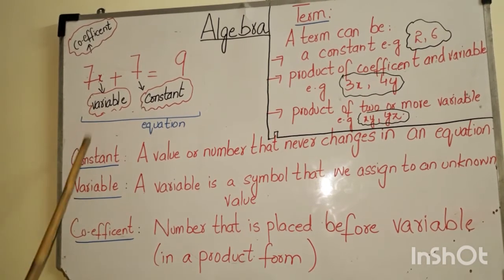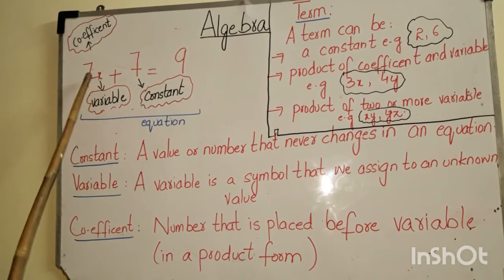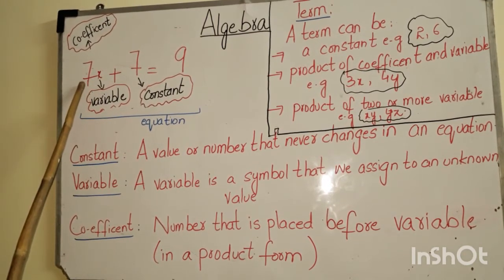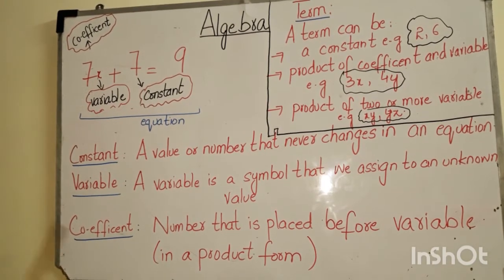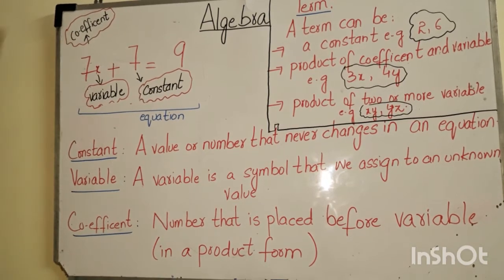Come again toward the example I have given. Look here. This x is the variable and this 7 is the number which is placed before the variable, and x and 7 are multiplied with each other. So both conditions, before and product, are satisfied. So this 7 becomes the coefficient.